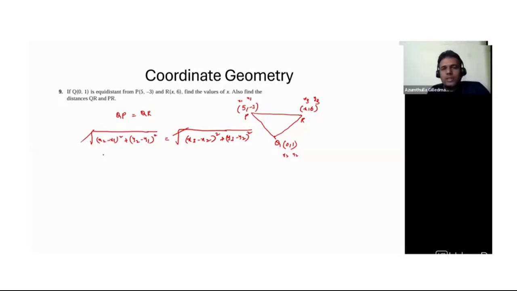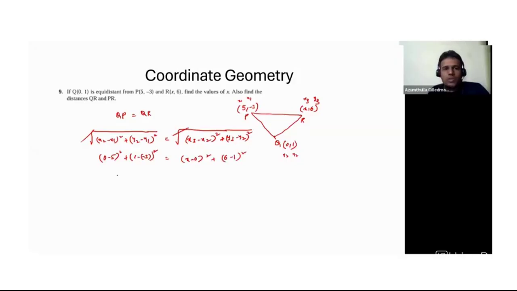Now what is x2 minus x1? In this case x2 is 0, so (0 minus 5) whole square, plus what is y2? 1 minus of minus 3. As I said, the minus sign is very crucial, so don't ignore the minus sign. And then here x3 minus x2 means (x minus 0) whole square plus y3 minus y2, that is (6 minus 1) whole square.